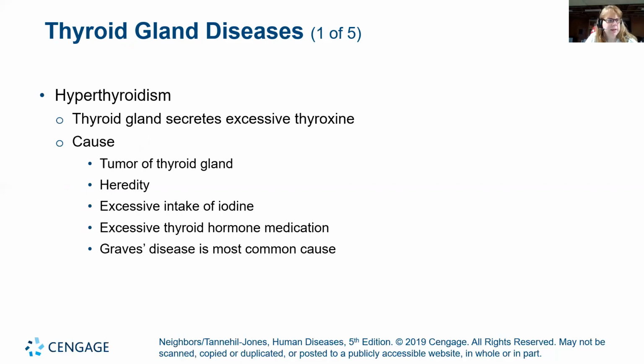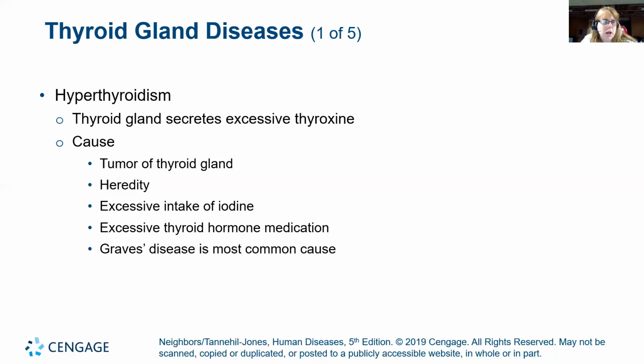So, hyperthyroidism. This is when the thyroid gland secretes excessive amounts of thyroxine. Thyroxine is T4. There are a bunch of different thyroid hormones, but the big one for regulating metabolism is called T4.